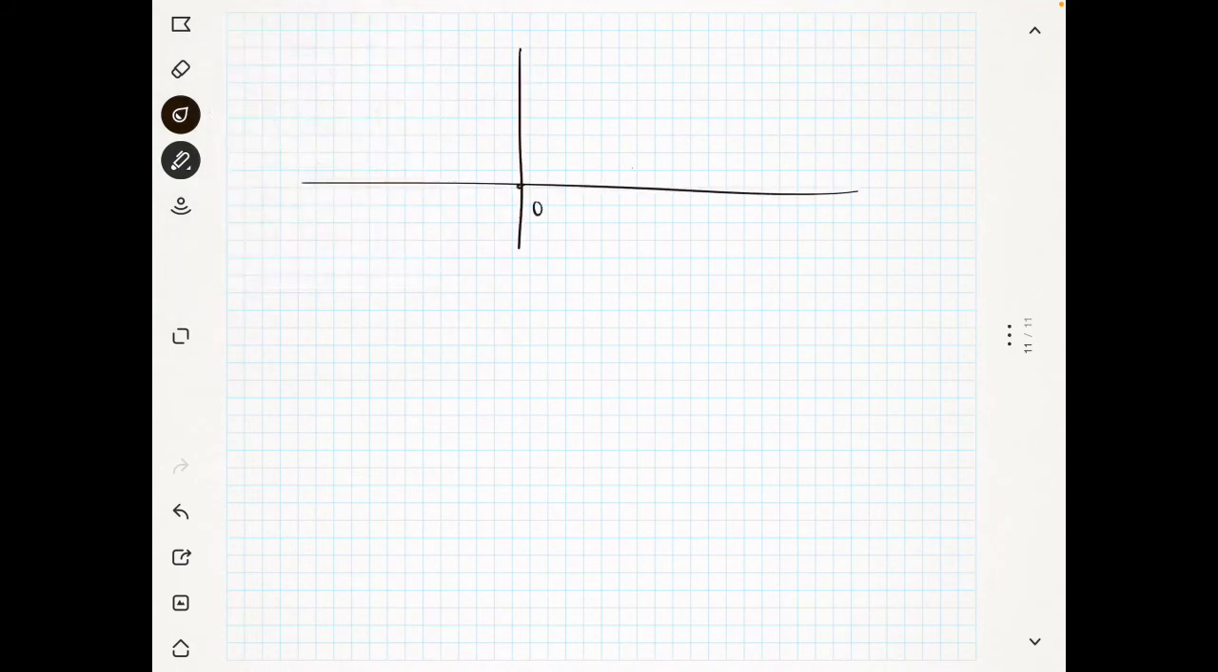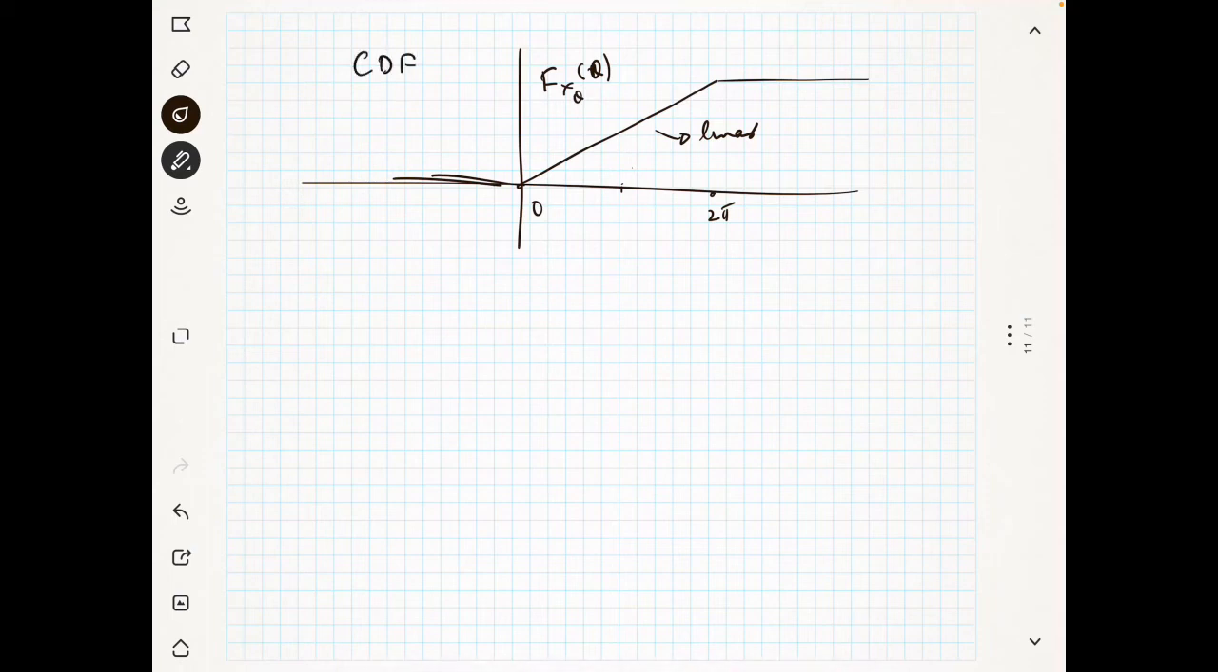So you have 0 and 2 pi, and it was like this. This is a linear graph, and this was your fx of theta. Okay, fx of theta, and you are getting something like a linear graph like this. This is your cumulative distribution function, or the capital CDF.